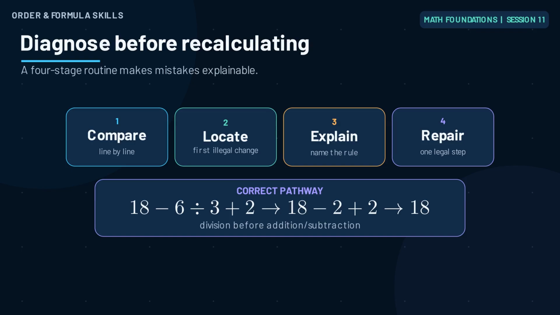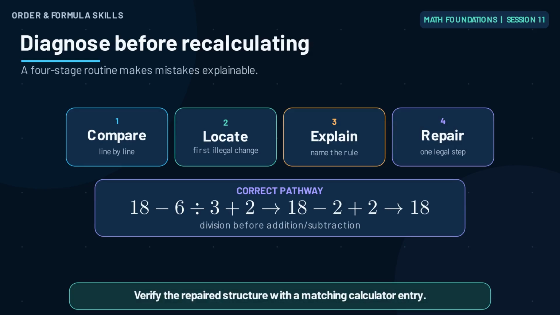In 18 minus 6 divided by 3 plus 2, the first legal action is 6 divided by 3. The repaired expression is 18 minus 2 plus 2, which equals 18. A calculator entry with the printed structure should confirm the same result. Locate, explain, repair, and verify.